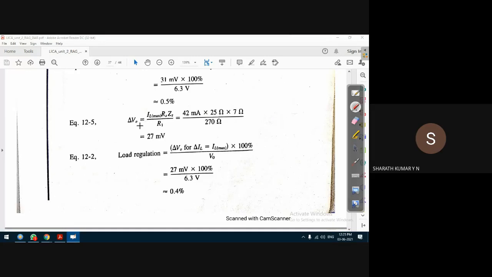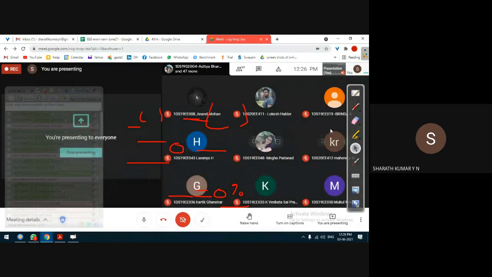For load regulation, we consider the maximum load current, which is 42 milliamperes. The other values are constant and given. From that we get a change in output voltage of 27 millivolts. Load regulation is the change in the output voltage for the maximum change in the load current, that is 42 milliamperes. So it is around 0.4%. Again, this should have been equal to 0%, but still load regulation exists. That means the output is changing because of the change in the load current.